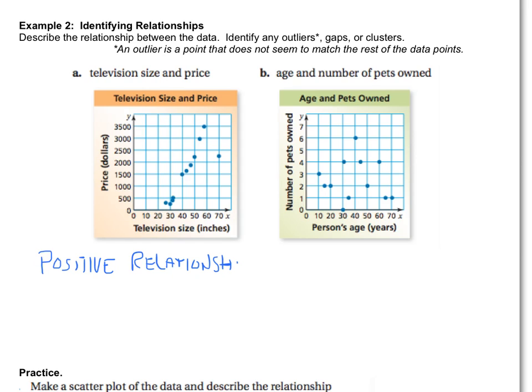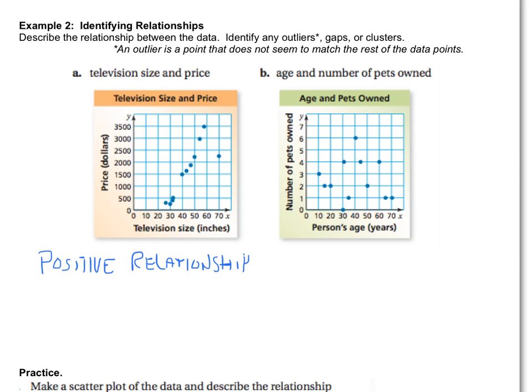It's not perfect, but it definitely seems that as the X's are getting bigger, or the television size gets bigger, the price gets bigger. Then we want to look at the outliers and the gaps or clusters. So there's a couple of things on this one.